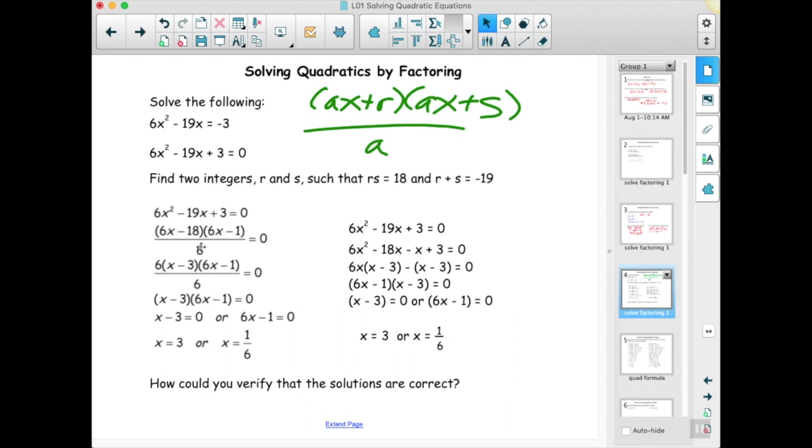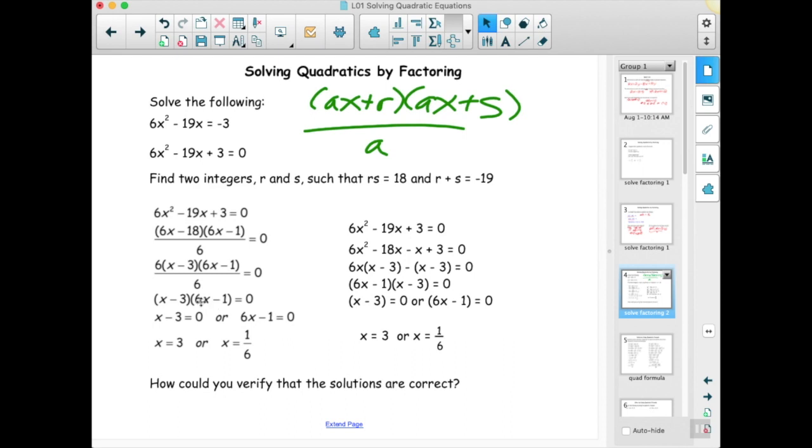And what will happen now is you will be able to factor out enough numbers out of here. In this case, they all come out of the first binomial, but it could be a combination of the two. When you factor the 6 out of there, it will reduce the 6 out of here. We now have x minus 3 times 6x minus 1.